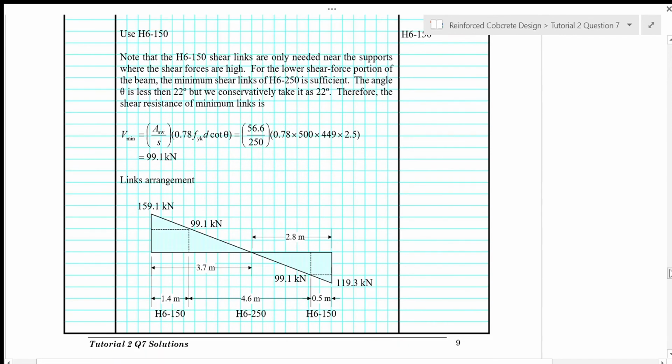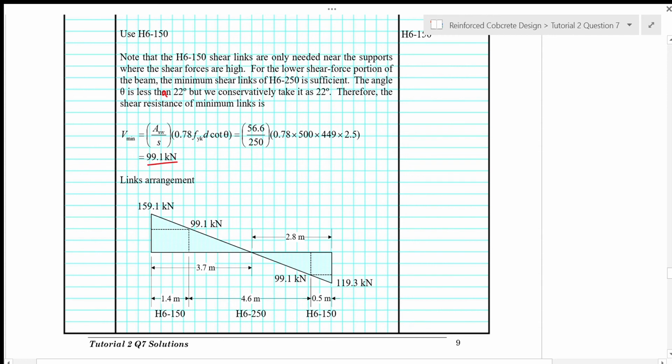Note that the H6 at spacing of 150 shear links are only needed near the supports where the shear forces are high. For the lower shear force portion of the beam, the minimum shear links of H6 at spacing of 250 is sufficient. The angle theta is less than 22 degree, but we conservatively take it as 22 degree. Therefore, the shear resistance of minimum links is 99.1 kilonewton.